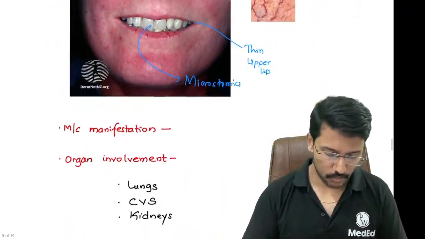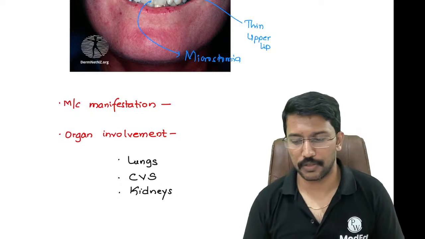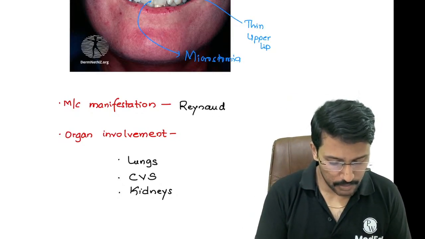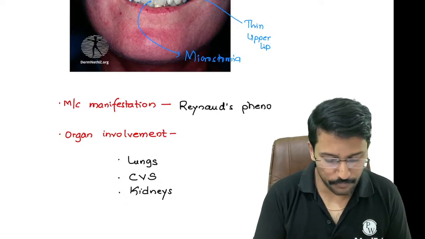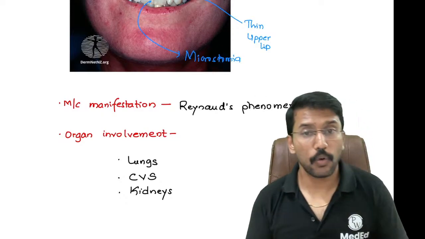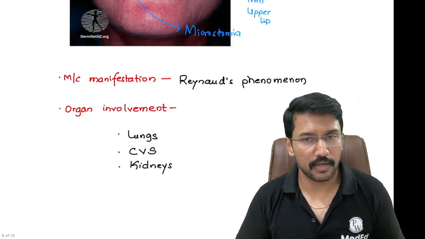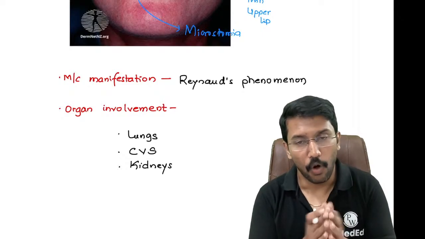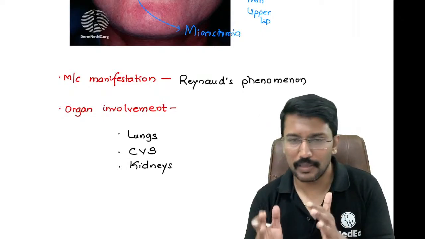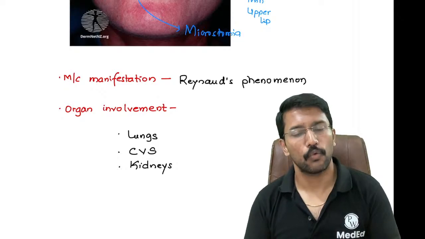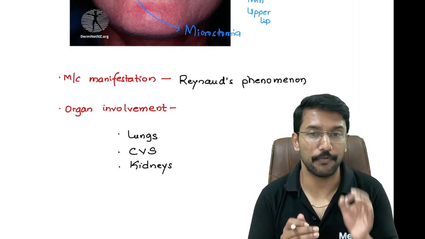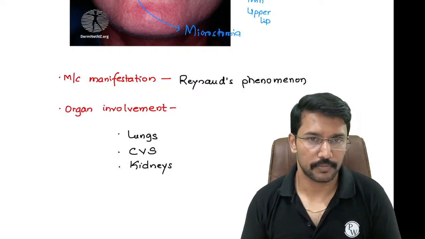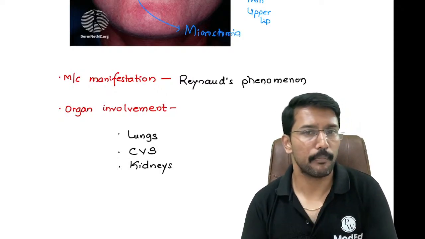First MCQ that they would ask you is, what is the most common clinical manifestation? The most common clinical manifestation of patients with systemic sclerosis is what we call Raynaud's phenomenon. Now what is this Raynaud's phenomenon? Raynaud's phenomenon refers to extensive pallor of the hands on exposure to cold, along with numbness and tingling sensations. Why does that happen? It probably happens because of severe vasoconstriction. That is the most common manifestation.